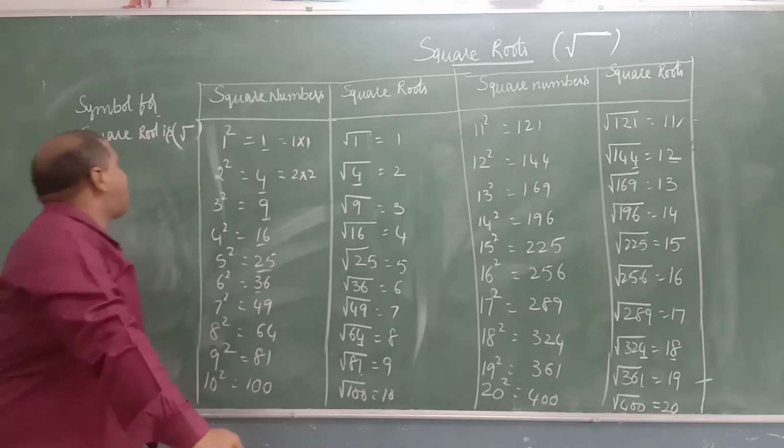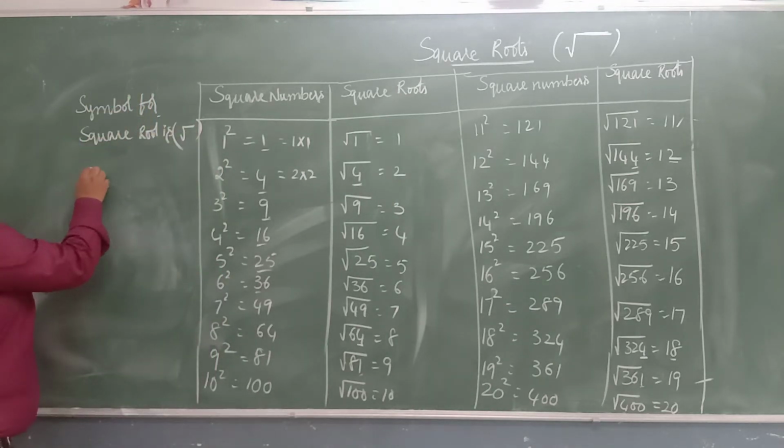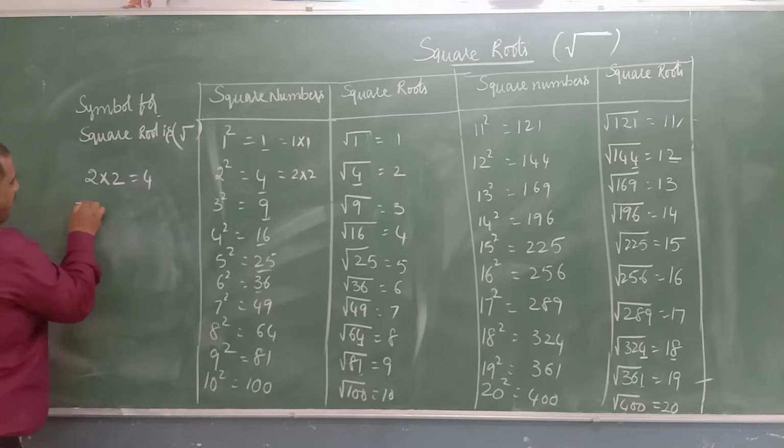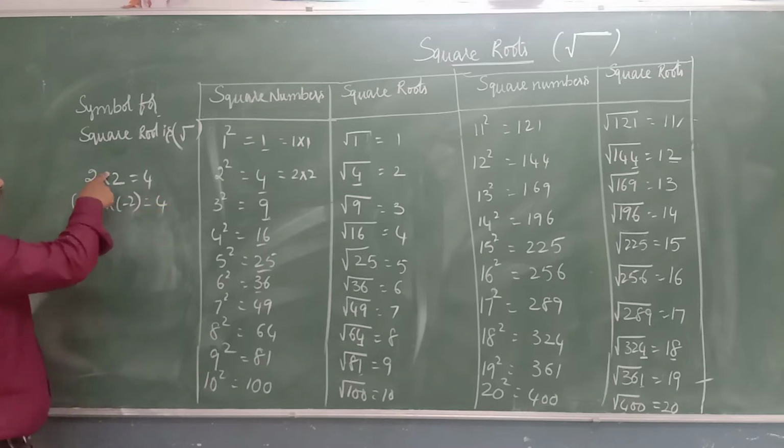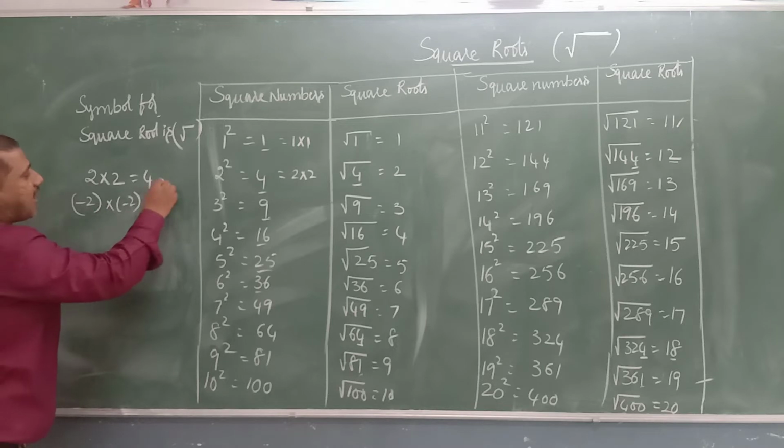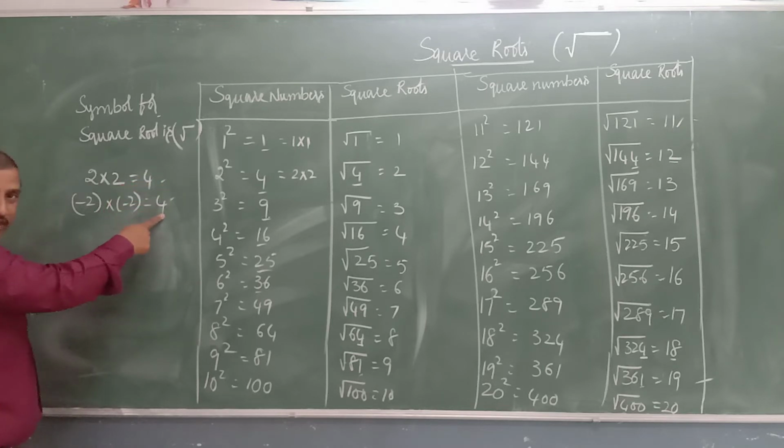Now how to find the square root? See here, when you multiply 2 with 2, 2 2s are 4. Similarly, when you multiply minus 2 with minus 2, minus into minus is plus, 2 into 2 is 4. In both cases the product is the same, 4 only, and 4 is a perfect square number. So square root of 4, we can write it as plus or minus 2. That means plus 2 as well as minus 2.